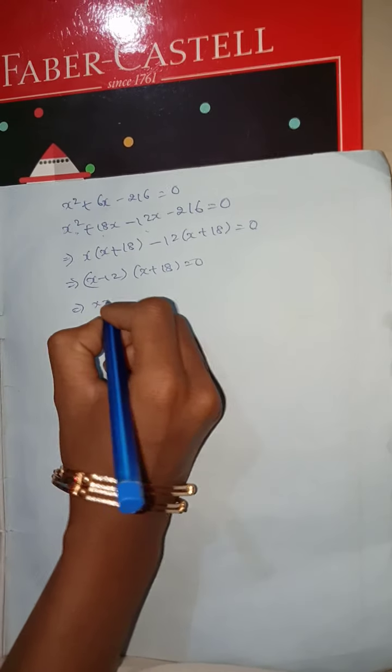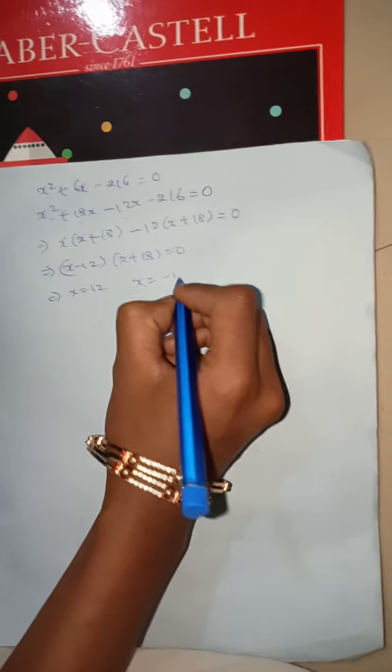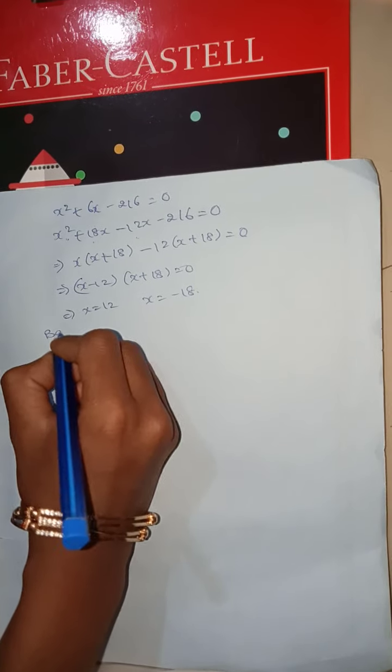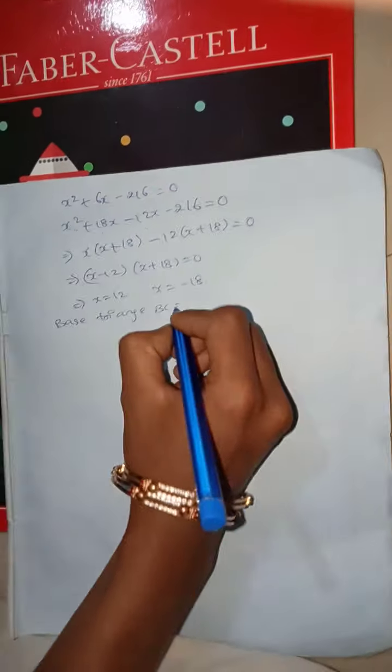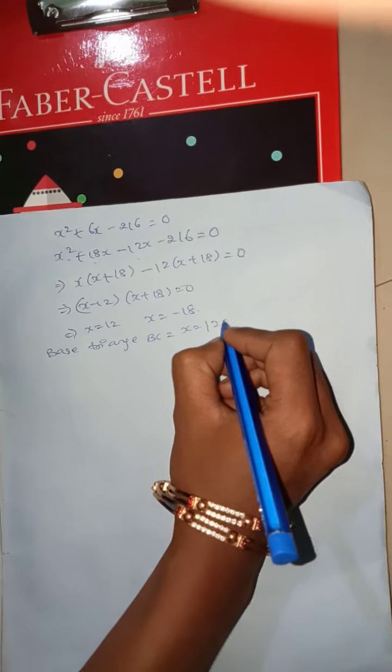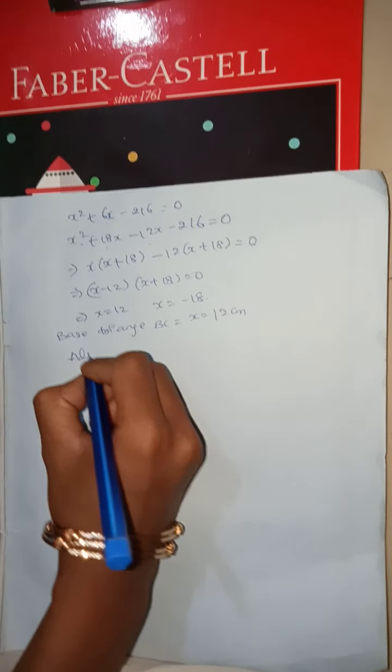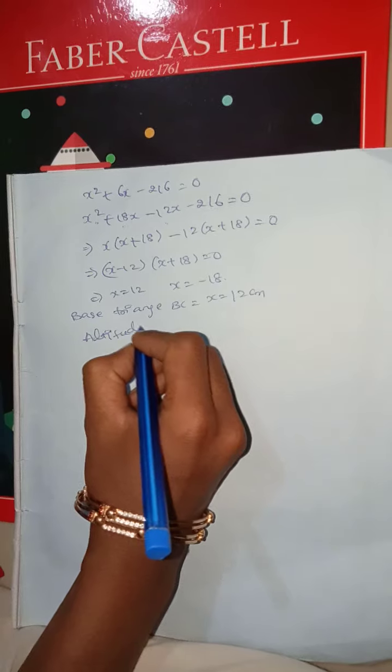Then x is equal to 12, and x is equal to minus 18. Now we have to consider x in terms of length, so x is 12. The base of the triangle BC is equal to x, which is 12 centimeter. Then what is mainly left is the altitude. We have to just solve.